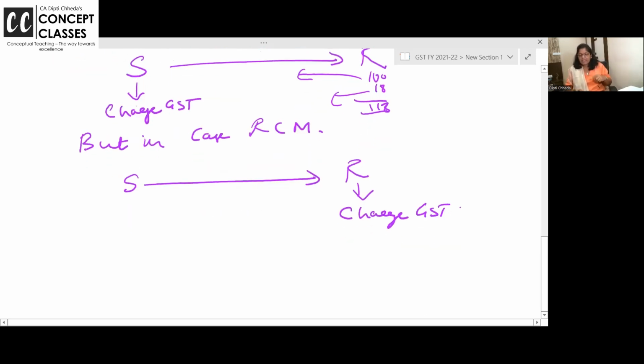In reverse charge mechanism, the recipient who is receiving the service will pay the GST to government. For example, insurance. All this is printed in detail in your material.